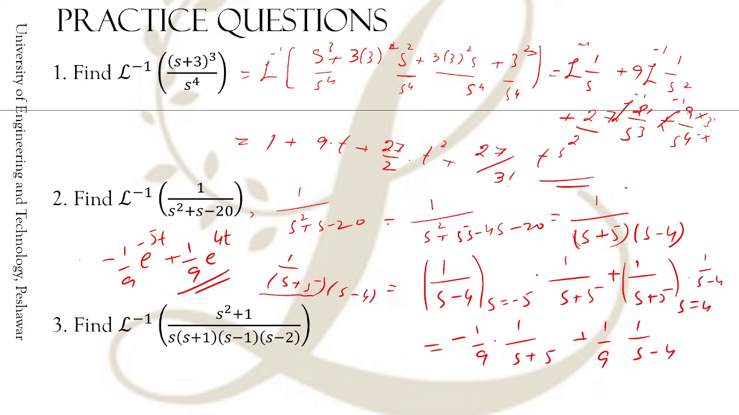The same thing here, s square plus 1 divided by s plus 1, s minus 1, s minus 2. So same technique can be used as we have done in recent case.